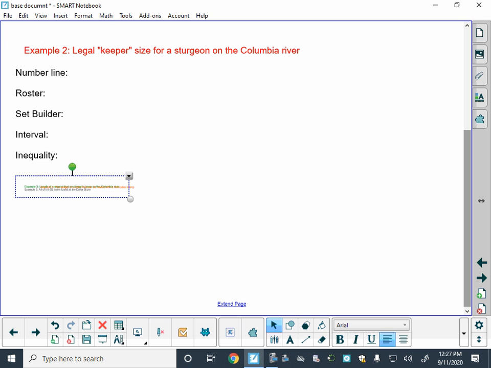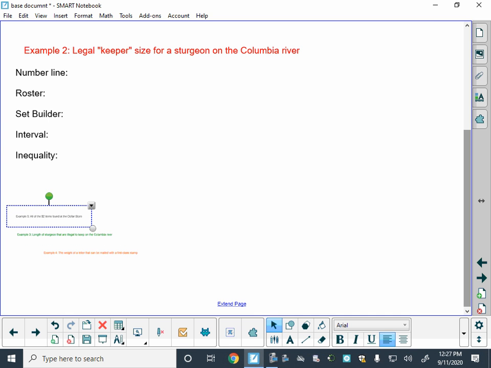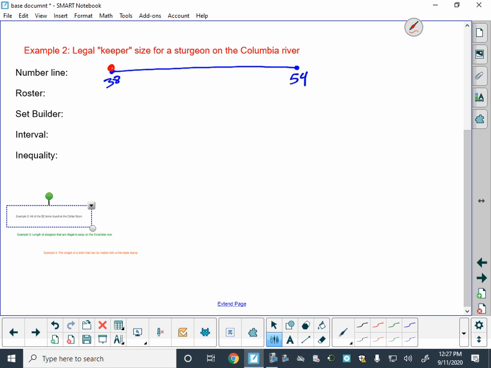All right, so my next example is for the legal keeper size of a sturgeon on the Columbia River. So what size sturgeon can you actually keep? And I looked this up. On a number line, we could represent it this way. Okay. And it turns out the shortest one that you can keep is 38 inches, and the biggest one you can keep is 54 inches. So all we need to do is label those points on there. We're going to put a filled in dot on 38 and a filled in dot on 54 and draw a line between them, and it says everything in between there.